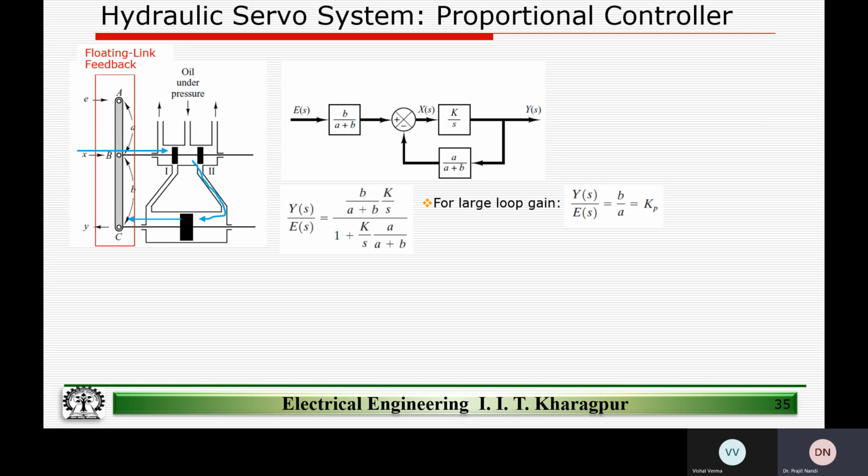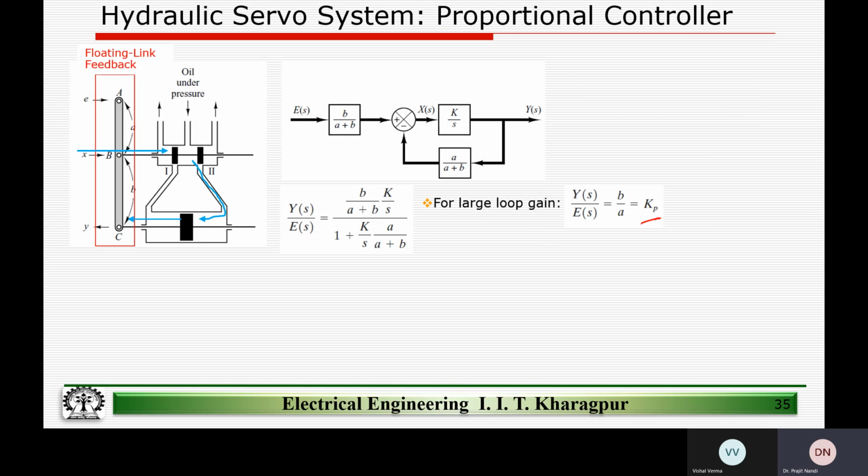For large loop gain, if we make K very large, then we can neglect this term and cancel out K and A plus B. This S and this S get cancelled out, and we end up getting B by A, which is nothing but a proportionality constant Kp.